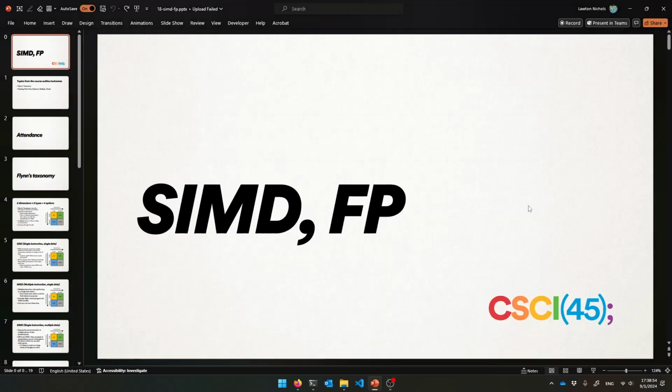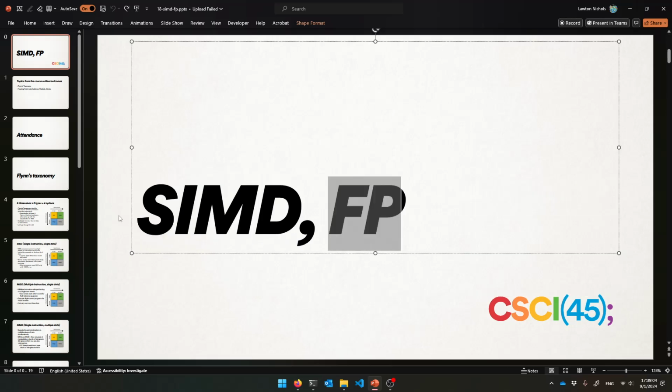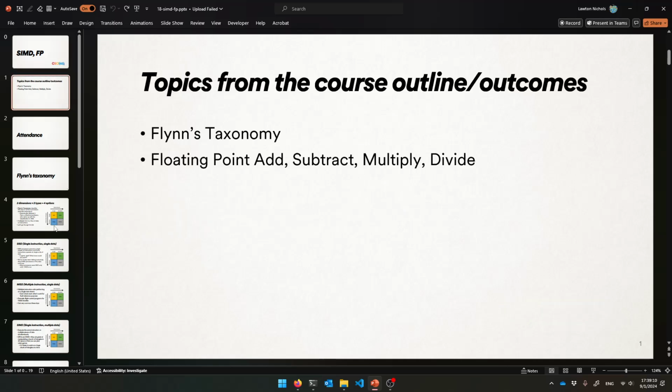All right, I've got a fun one for us this time. We're going to learn about two very powerful concepts. The first is called SIMD, that's how you pronounce it, or how most people tend to pronounce it. And then we'll learn about how floating point operations can be done in assembly. So that is, I know, something you've been waiting for.